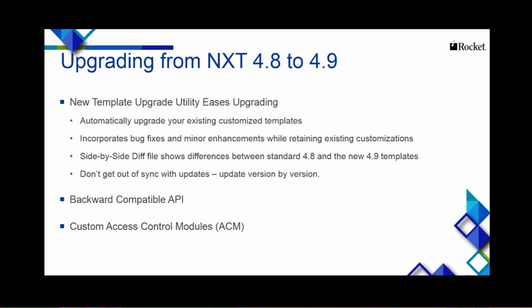So for each bug fix, if we change 4 lines of code in an HTML file, then we detect what that block looked like before in NXT 4.8, and if it looks the same in your customized template, then we update that block of code. If it doesn't look the same, then we flag it as a conflict and let you know exactly where it is so that you can look at it and determine if you want to incorporate the changes or retain your customization.